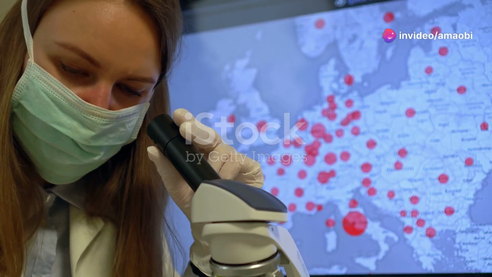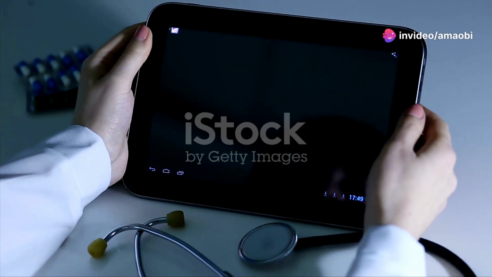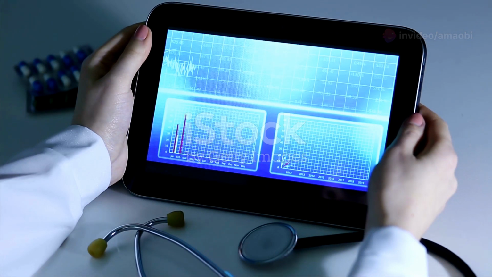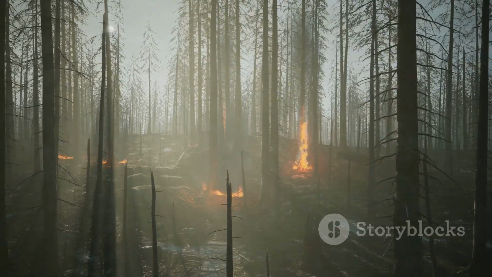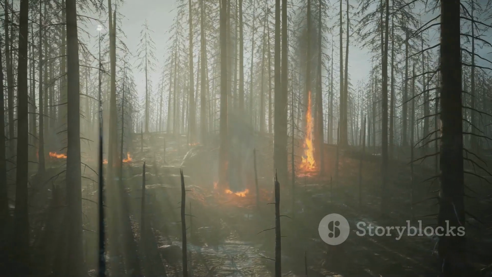Hey there, science fans. Have you ever heard the word epidemic? It sounds scary, right? It means a disease is spreading faster than we expect, like a wildfire through a dry forest. That's why we investigate epidemics, to be heroes and stop them in their tracks.